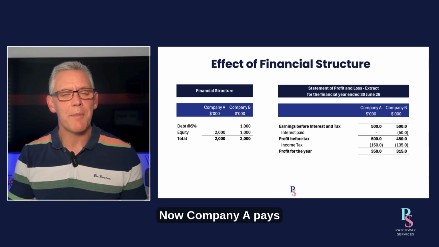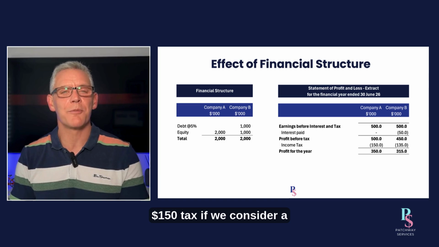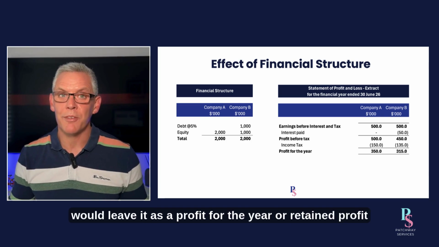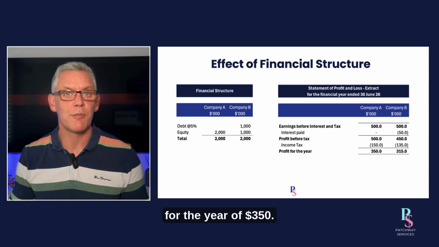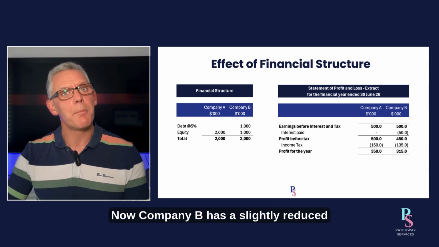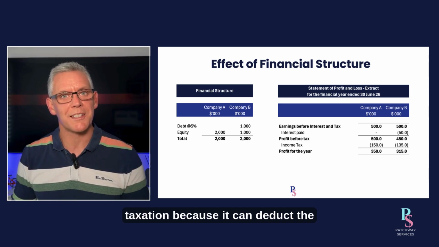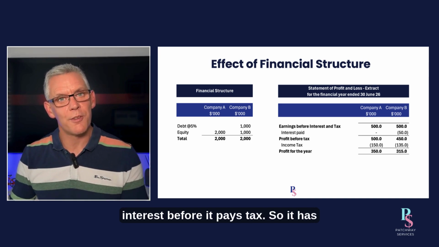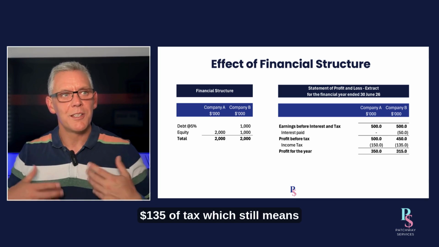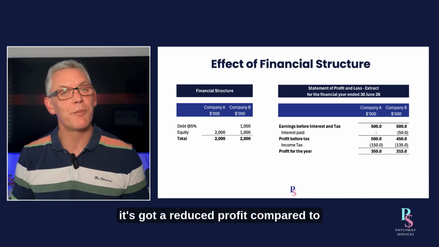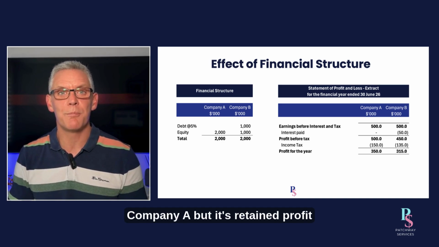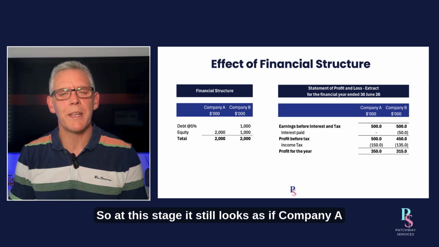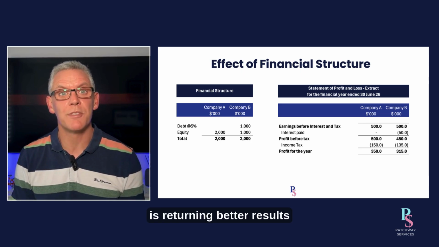Now, Company A pays $150 tax if we consider a tax rate of 30%, and that would leave it as a profit for the year, or retained profit for the year, of $350. Now, Company B has a slightly reduced taxation because it can deduct the interest before it pays tax. So it has $135 of tax, which still means it's got a reduced profit compared to Company A, but its retained profit for the year is now $315.